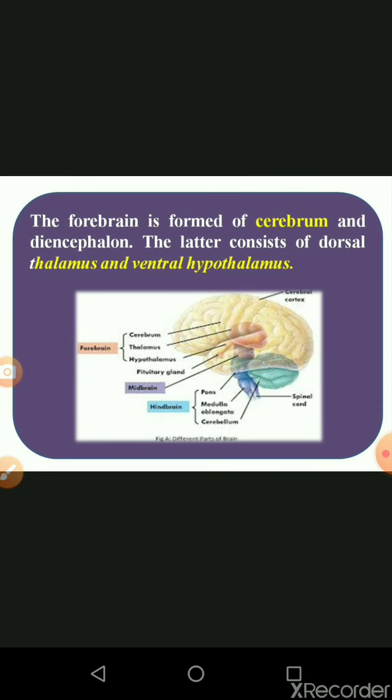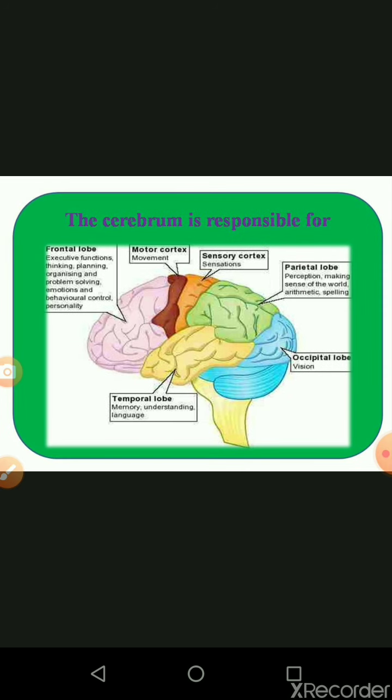Okay, next, the forebrain also consists of three parts: cerebrum, thalamus and hypothalamus. Next we are seeing about the cerebrum. It is the largest portion, forming nearly two-thirds of the brain. For example, if the brain weighs 300 or 400 grams, then two-thirds of it consists of the cerebrum.